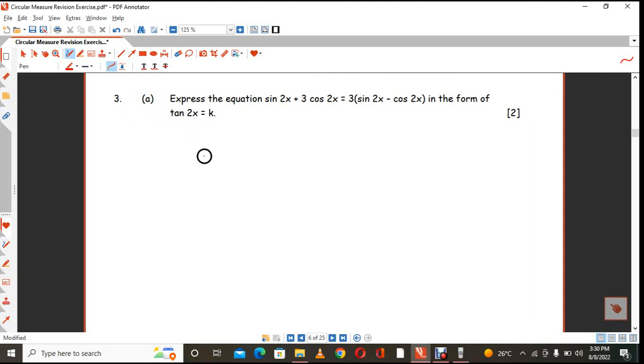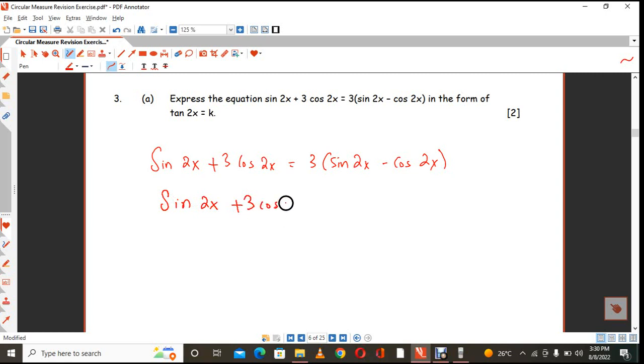So the third question here says express the equation sine 2x plus 3 cos 2x equals 3 sine 2x minus cos 2x in the form of tan 2x equals k. Again, there's nothing I can do on this side so far. So I'm just going to multiply out by 3. So this is going to be 3 sine 2x, and that is going to be minus 3 cos 2x.